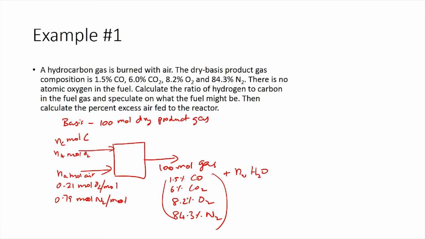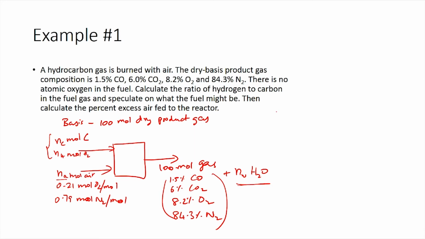So, now with all this information we now need to calculate how much water is leaving the system and what is the ratio of NC to NH and what is NA, so that we can identify the percent excess of air which is being supplied. So, how do we go about performing these calculations?